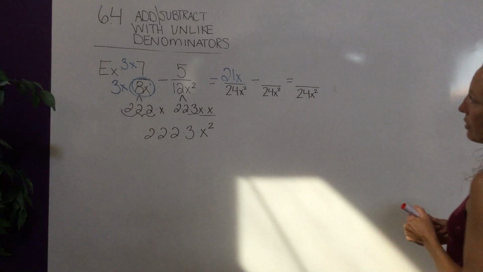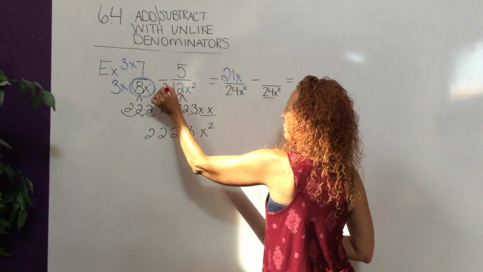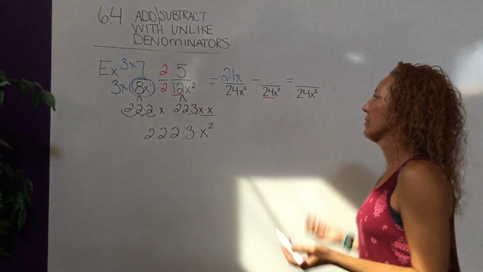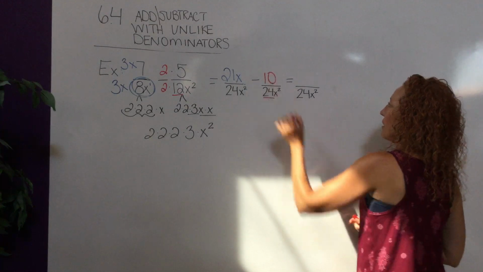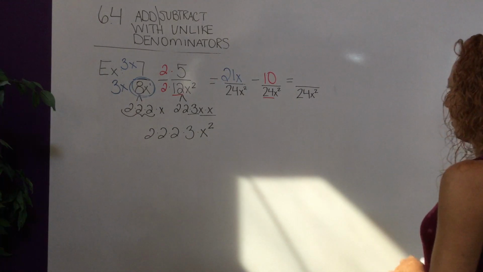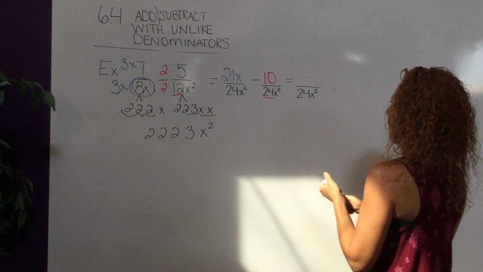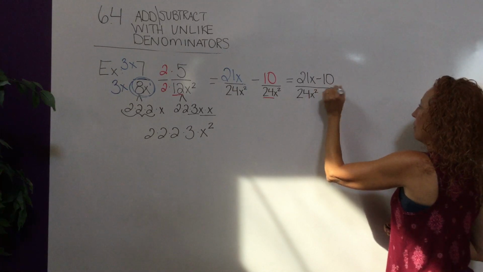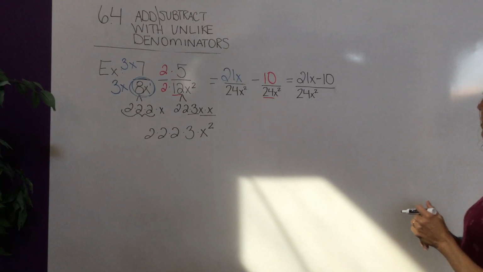Let's look at the second term. 12 divides into 24 2 times, so I'm going to multiply top and bottom by 2. And I need an x squared, and I have an x squared, so that's really all I need to multiply by. So 2 times 5 is 10. And now my denominators are all good to go, so I look at my two numerators, 21x minus 10. I have no like terms there. So that's it. You just extend that fraction bar so that you can get everything on the same fraction, and you're done.